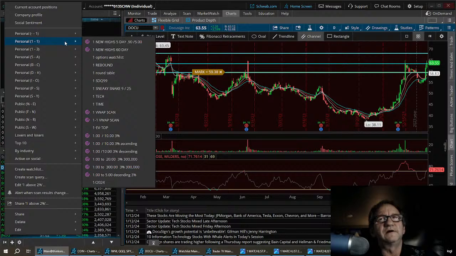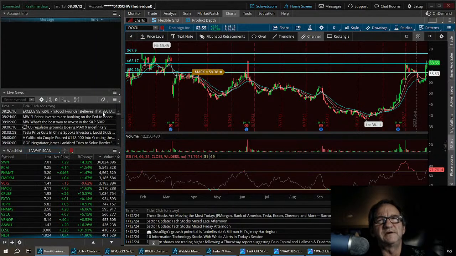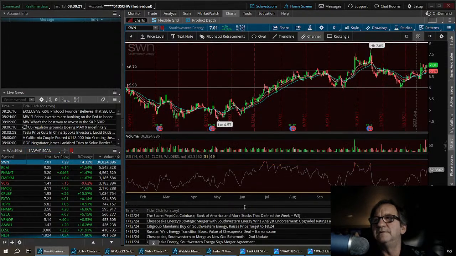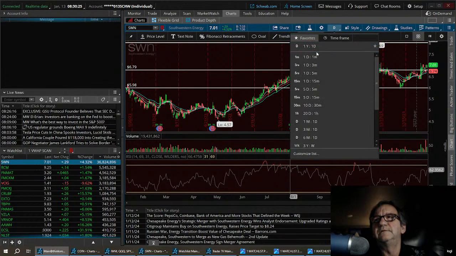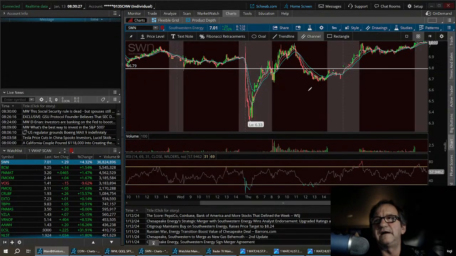And I've got the VWAP scan, scans that are bouncing off the VWAP. And I can go through here and look at the high volume scan like SWN, and I want to see what kind of news is going on with it. I'll pull it up to a 5-minute, 5-day.